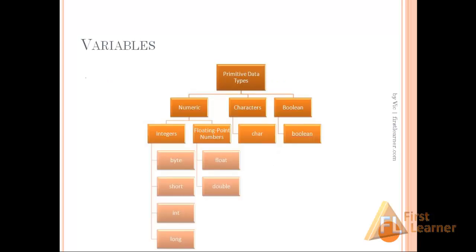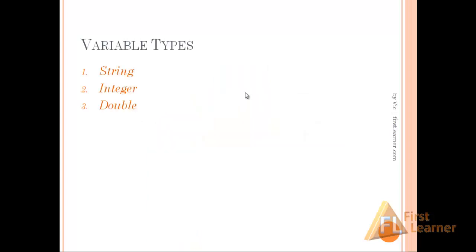Variables can be of many different types, like a string variable that will contain text, and an integer variable or a double variable that will contain whole numbers or decimal numbers respectively. So let's see different variable types. In this part, we'll be covering string, integers and doubles, and the other data types we'll cover in the next tutorial. So for now, we'll be focusing on these three only.